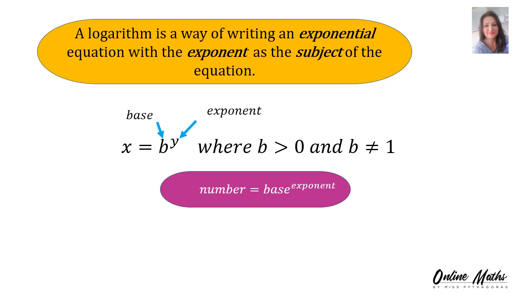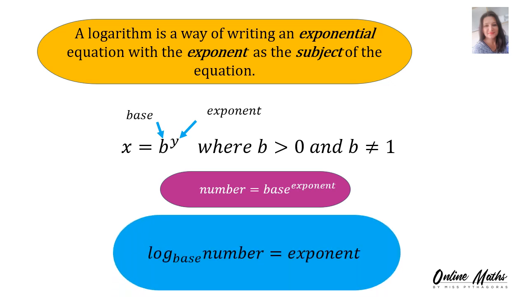Now when we convert this exponential equation into a logarithmic equation, this is what we're going to do. You write log, and then the base of the exponent becomes the base of the log. The number on its own stands here with the log, and the exponent gets expelled and it stands on its own on the other side. It becomes the subject of the formula.